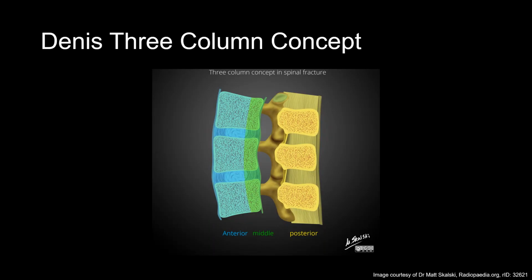So the Denis 3-column concept is where we divide the spine into 3 columns, and this is to determine spinal stability. So you have an anterior, middle, and a posterior column. For example, an anterior vertebral body fracture is considered stable because you still have the middle or posterior aspect of the vertebral body as well as the posterior elements maintaining the stability. Now, if you have a burst fracture where 2 or even 3 are involved, then we have an unstable fracture and there needs to be some form of intervention.